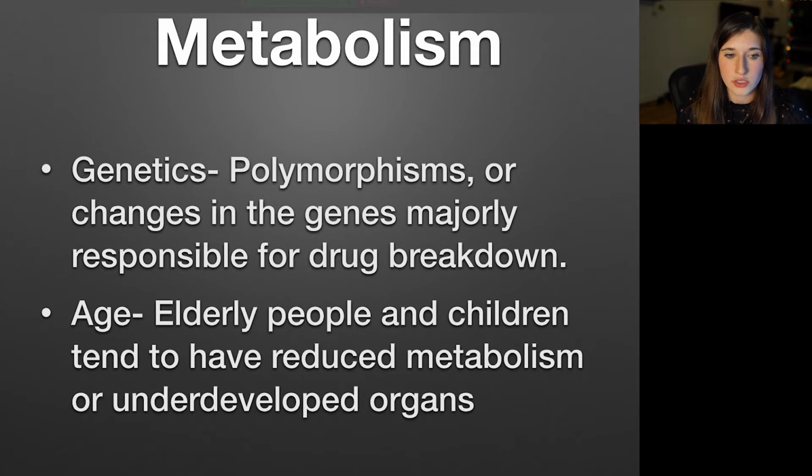Age: elderly people and children tend to have reduced metabolism or underdeveloped organs. Of course, that first part, reduced metabolism, correlates more with elderly people. As people age, their body systems start to slow down, and children tend to have underdeveloped organs. That's why when you're buying children's medication, you'll see children's Motrin, children's Tylenol, and it's specifically for kids because it's either in a way that's easier for them to take, or it's always pretty much going to be a lower dose. There's very few drugs that you would give a child and an adult the same dosage.